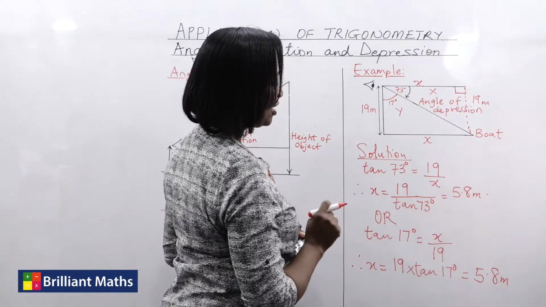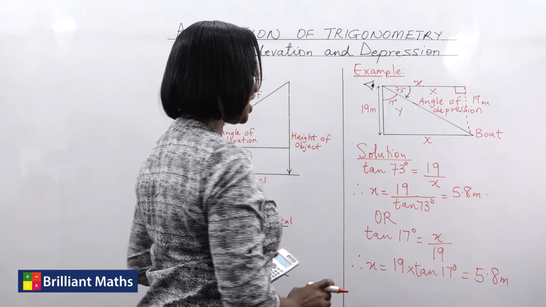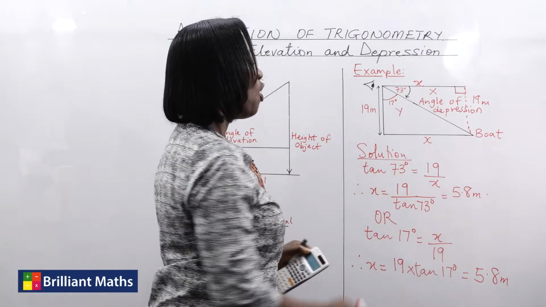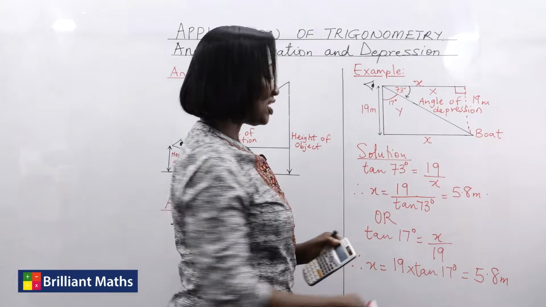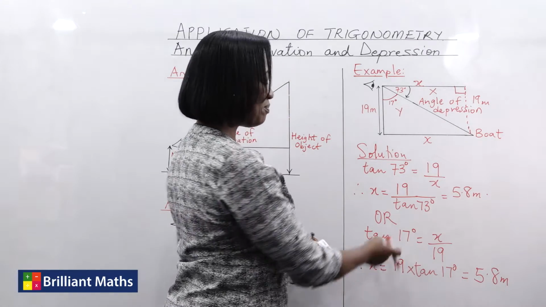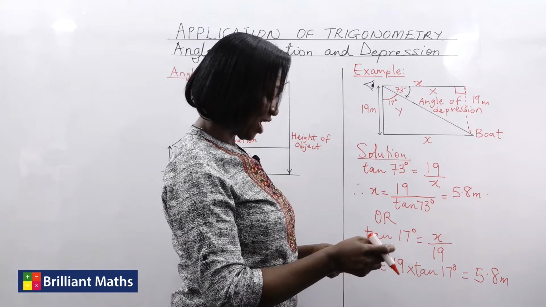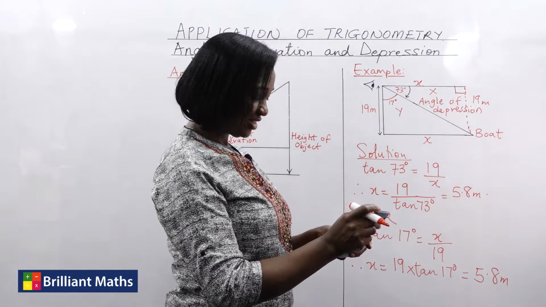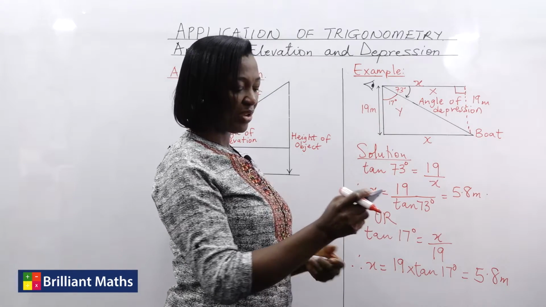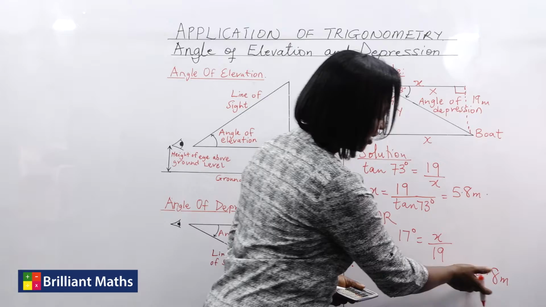Therefore, again, at 17 degrees, we have the opposite and the adjacent. So we can say that tan 17 degrees is equal to opposite, which is X, over the adjacent, which is 19 meters. So to find X, we cross multiply. We multiply 19 by tan 17 degrees. So we put that into the calculator. We have 19 times tan 17 degrees. And what do we get? We get 5.81. So approximately that is 5.8.